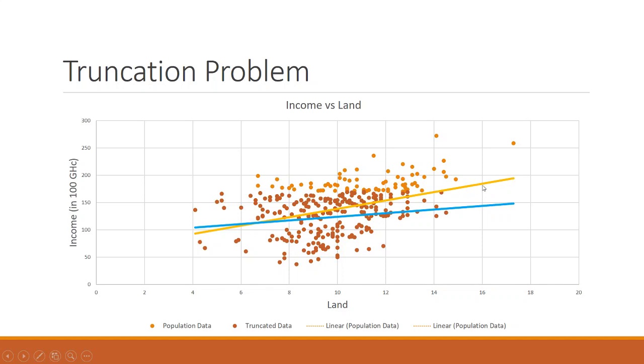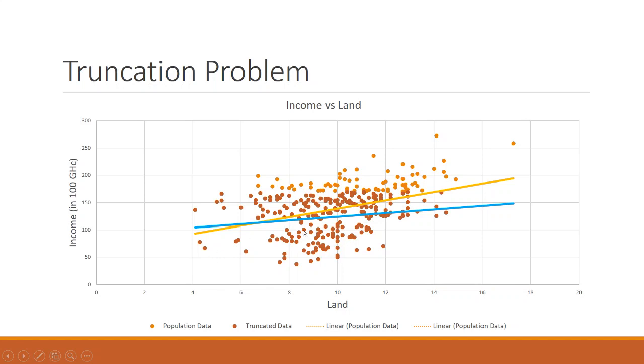And so this yellow linear fitted regression line represents the population relationship between income and land. All right, so the slope of this yellow regression line is going to give us the marginal effect of land on income on average.